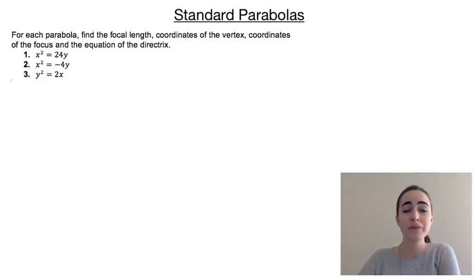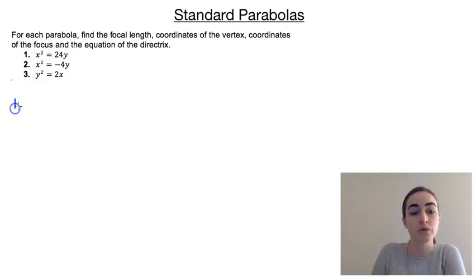So let's have a look at some examples. For each parabola, find the focal length, the coordinates of the vertex, the coordinates of the focus, and the equation of the directrix. So for question 1, well, for all of these, we're going to draw a really quick sketch first. So we'll draw our x and our y axes. Looking at our 4 standard forms, we've got an x squared and we've got a positive coefficient of y. So that means it's going to be a concave up parabola. So figuring out the orientation of our parabola first.